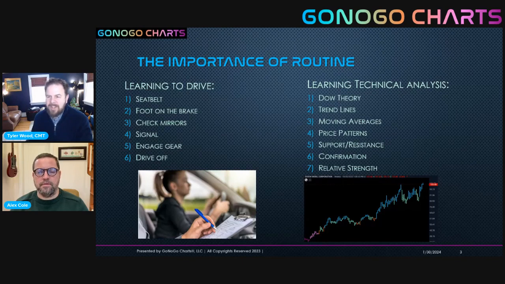Now, what we'd like to do in this very first session is just walk through what a fairly simple approach or checklist might be, identifying trends in any security across any time frame.